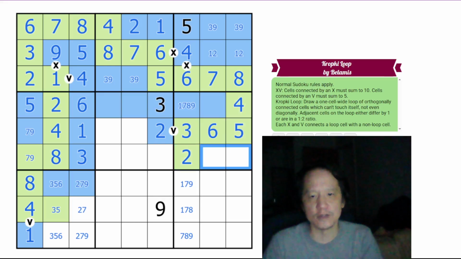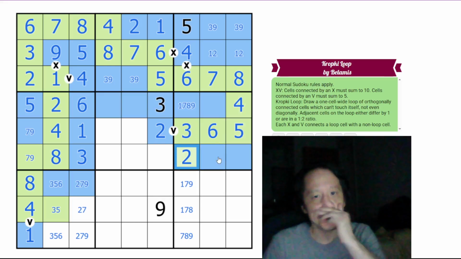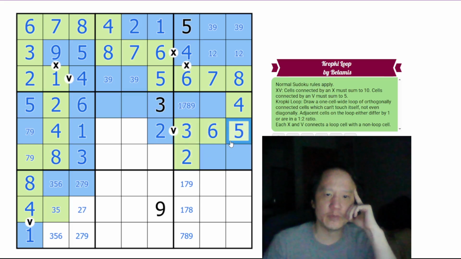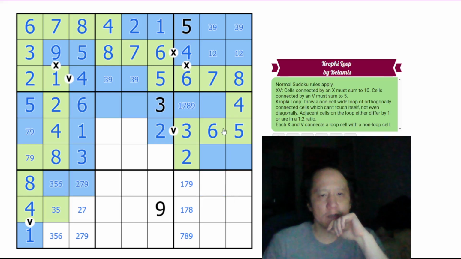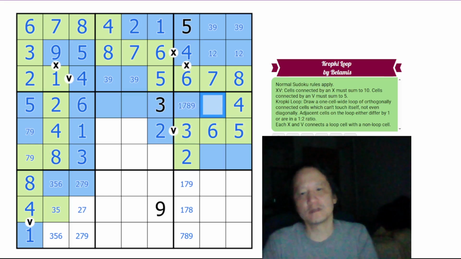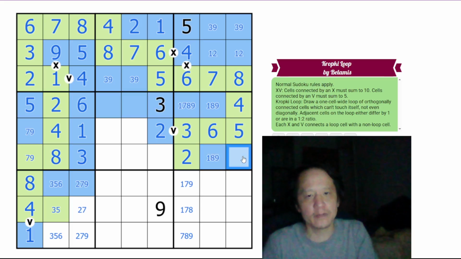These are not on the loop, because it would be touching itself then. It could go this way, it could go this way. Remaining digits in box 6 are 1, 7, 8, 9. This can't be 7, 1, 8, 9. This can't be 8, so this is 1, 7, or 9 here.